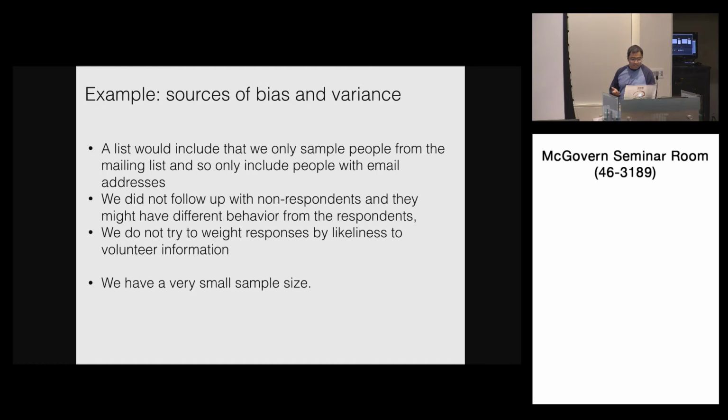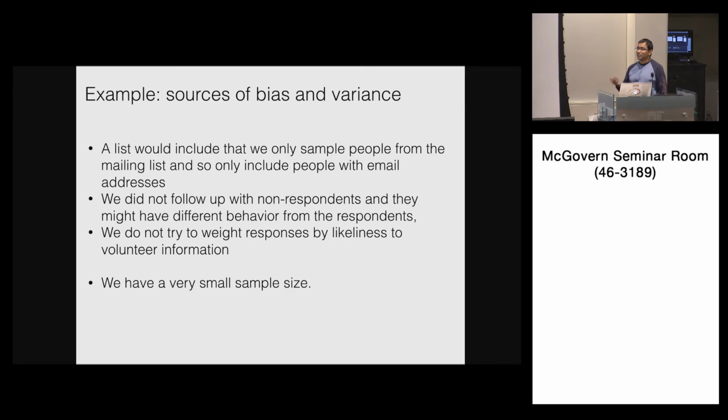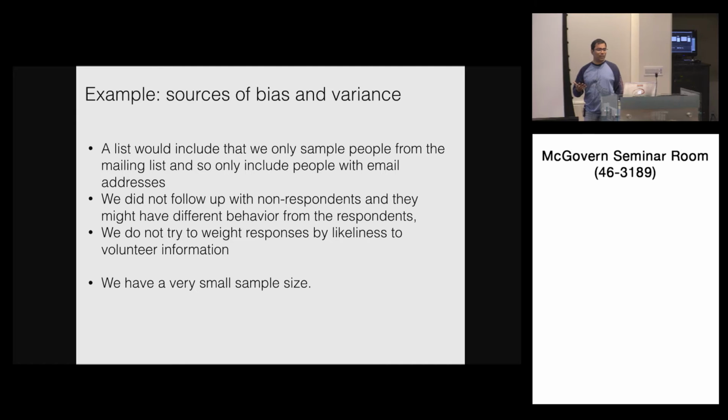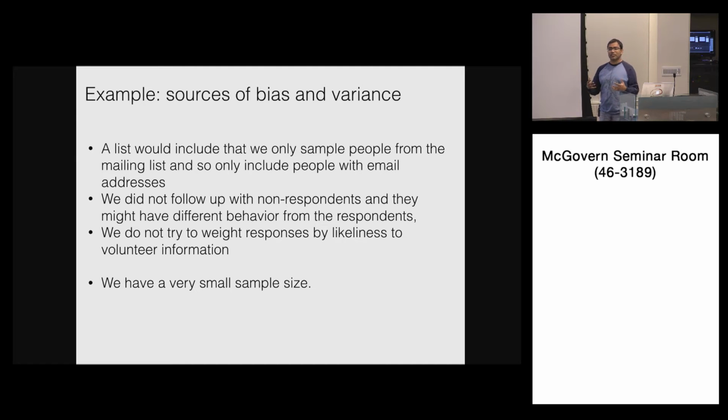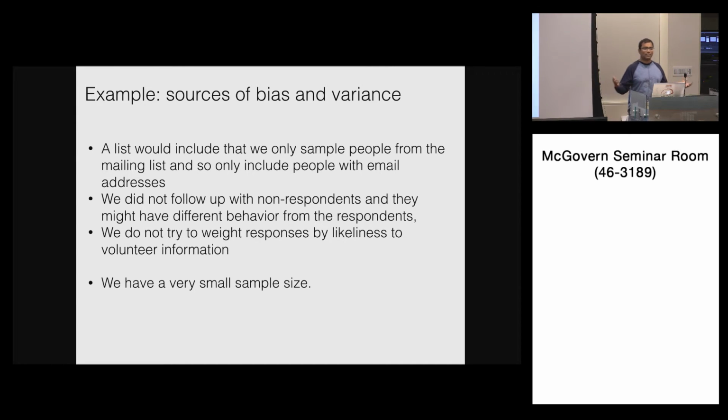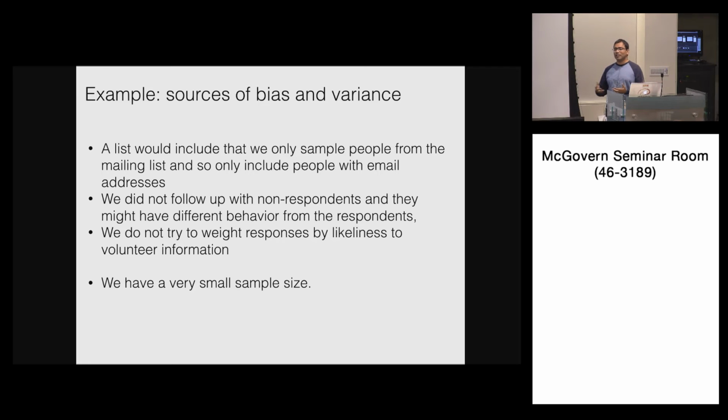We did not follow up with non-respondents, and they might have had a different behavior than the respondents. We did not try to weight responses by likeness to volunteer information, some intrinsic characteristic. So there are many things one cannot control for when we run these experiments. Unless you sample a really large set of things, your data sets could have inherent properties that might bias you in some ways. Finally, I would say we have a very small sample size. Depression is a complex disorder.